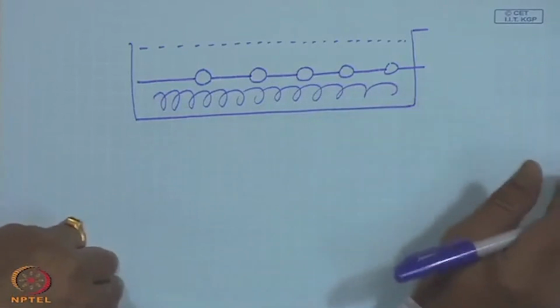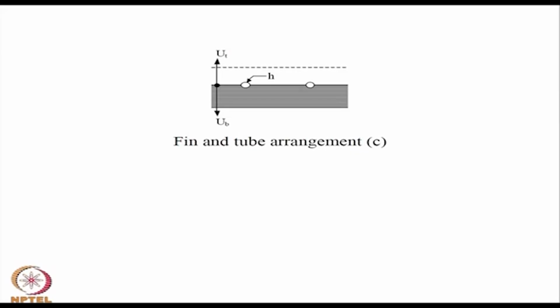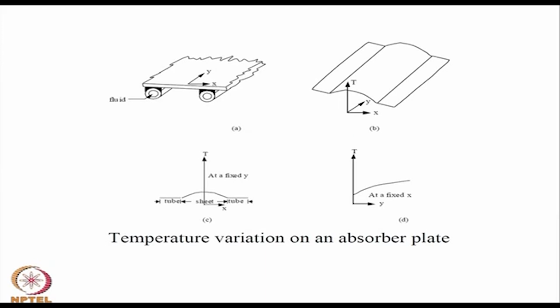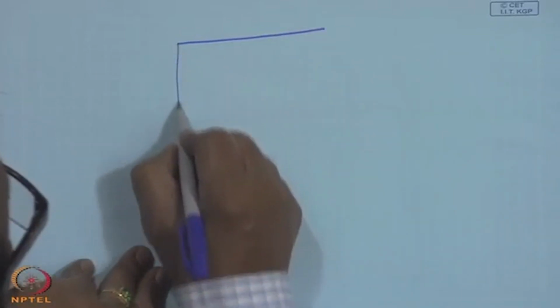These are the fin and tube type of absorbers, with the tube arrangement being slightly different one from the other. Each one has its own advantage or disadvantage, and the expressions that we are going to have slightly differ. The performance may not be all that much different from one thing to the other. It is a question of manufacturing convenience. Now, you can think of other configurations also.